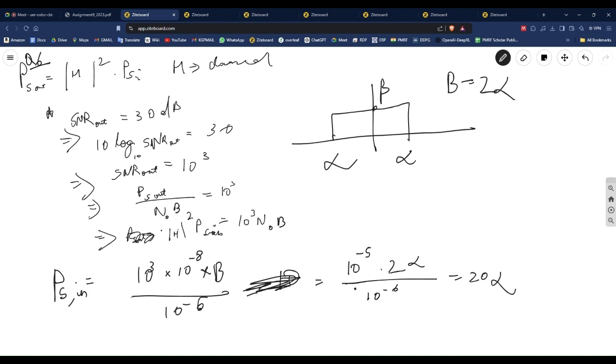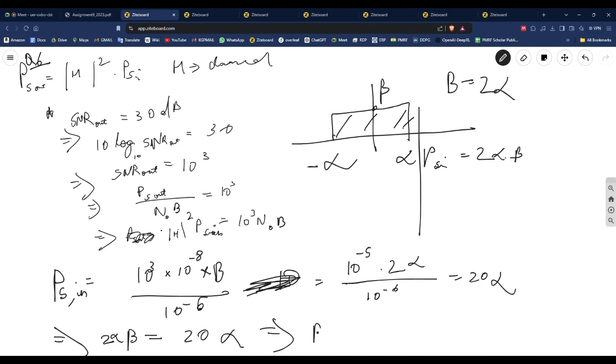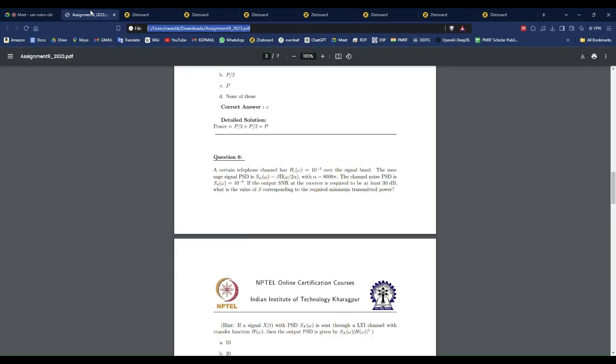So PSE should be the area under this curve. PSE is 2 alpha into beta. The area of this curve is 2 alpha into beta. PSE is equal to 2 alpha into beta. Root 20 alpha implies beta is equal to 10. So this is the final answer. Beta is equal to 10.